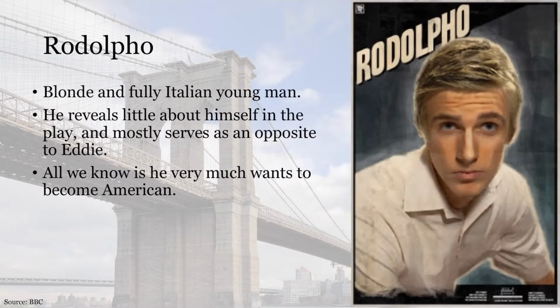The other key character is Rodolpho. He's a blonde man and he's a fully Italian young man, so he really encompasses everything in terms of Italian nationality and identity when we see him. He reveals little about himself in the play and mostly serves as an opposite to Eddie, so he serves as a foil to Eddie. He highlights all the shortcomings that Eddie himself has. All we know is that he very much wants to become an American citizen.